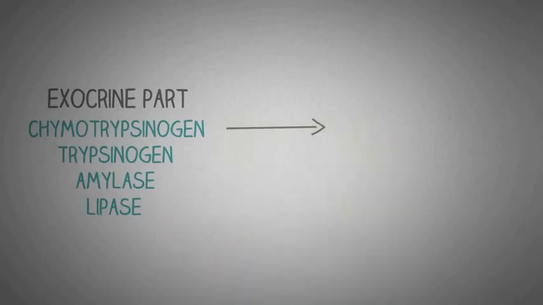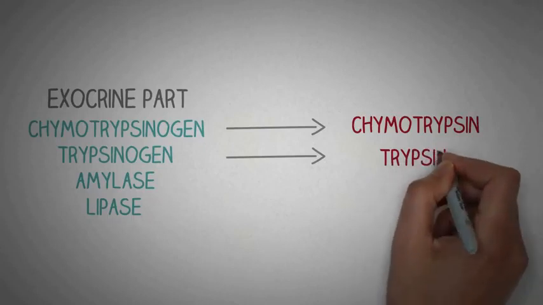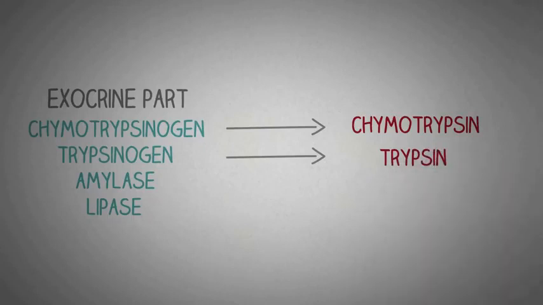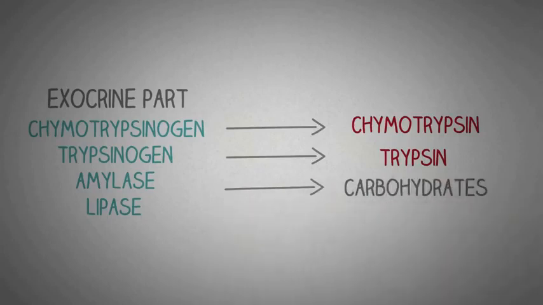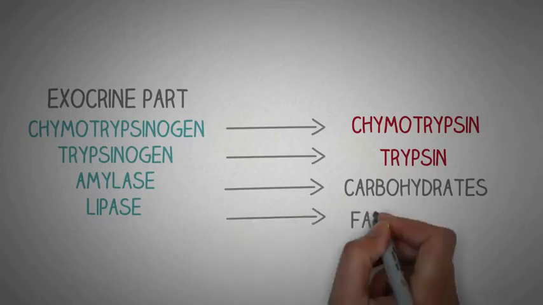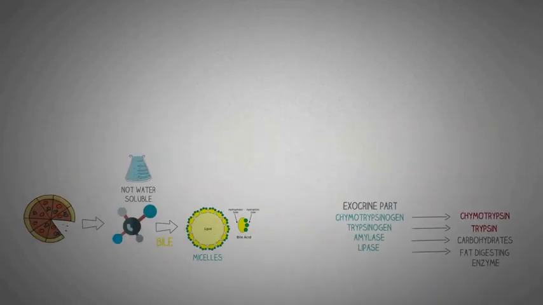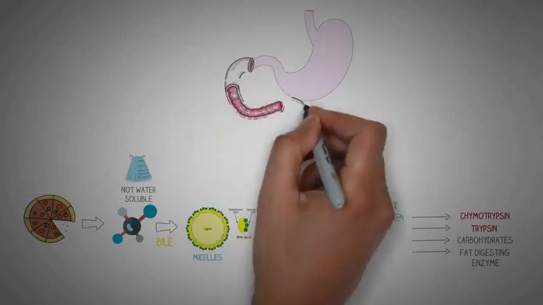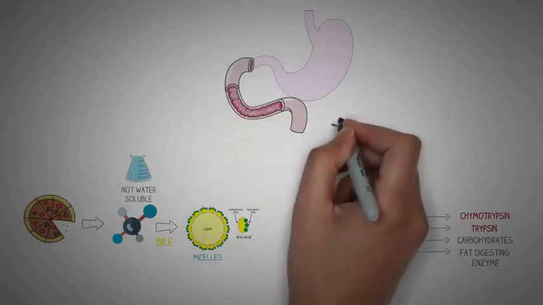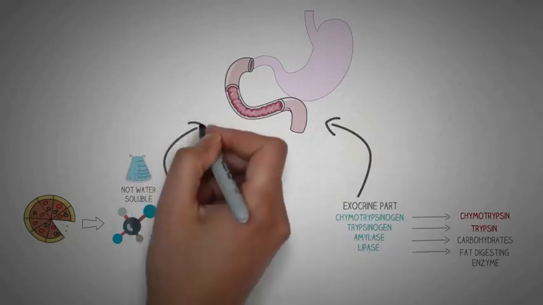Chymotrypsinogen is converted into chymotrypsin and trypsinogen is converted into trypsin, which are the active forms of these enzymes. And these enzymes digest proteins. Amylase digests carbohydrates, whereas lipase digests fats. Now, approximately 1 hour after you take a meal, the food starts to enter the duodenum where all these enzymes and bile start their action.